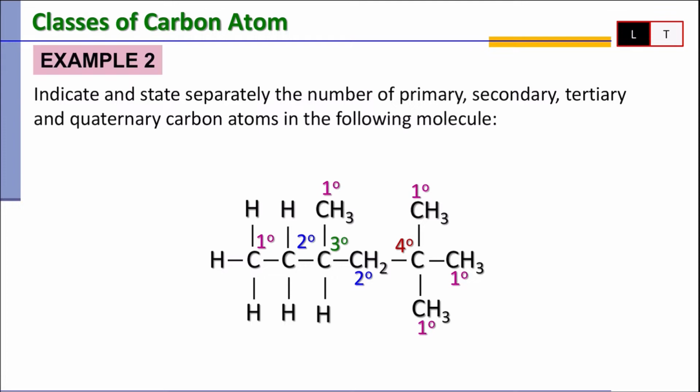So, macam mana saya nak indicate dan state separately the number of carbon atoms yang saya sudah kelaskan? Saya akan tulis primary carbon. Saya ada berapa kat sini? Saya ada 1, 2, 3, 4, 5. So, kita tulis 5. And then untuk secondary carbon, saya ada yang warna biru 2. And then tertiary carbon, yang warna hijau, saya ada 1. Dan quaternary carbon yang warna merah saya ada 1. So this is how you write your final answer, sebab dia minta state the number of your carbon atoms yang awak dah classify.